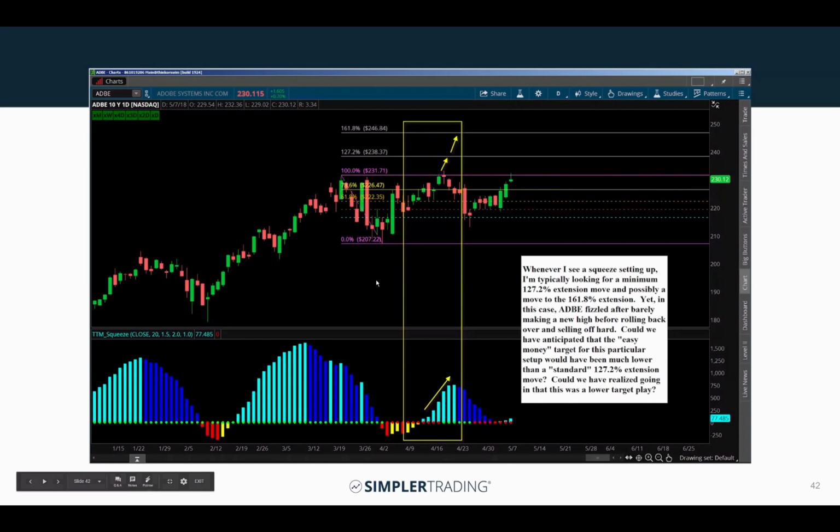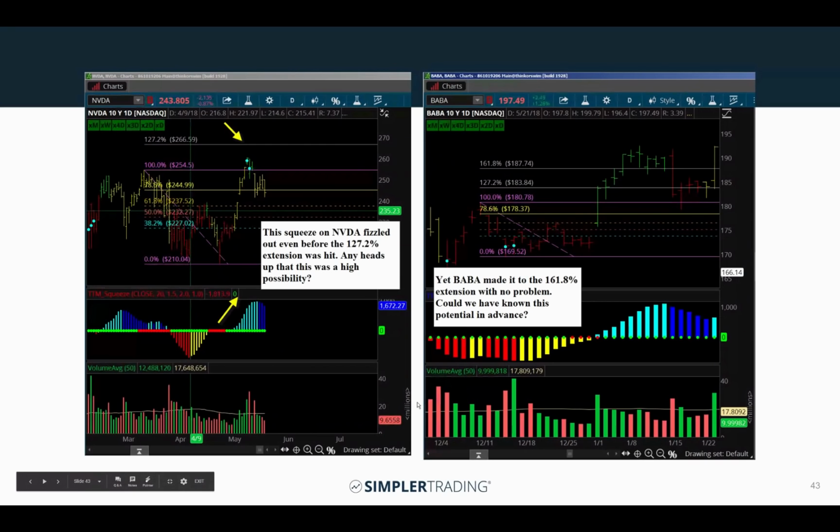Another example here, NVIDIA. NVIDIA is an awesome stock. I love trading this stock. Here's another example of a squeeze, looking for that 1272 extension. But this time I already knew in advance it poked its head a little above new highs, and then it rolled over and died. In this case, we knew that in advance. So how did we know it? We'll take a look at that.